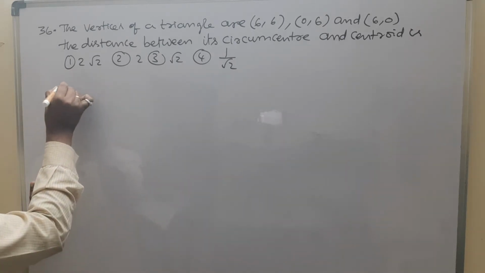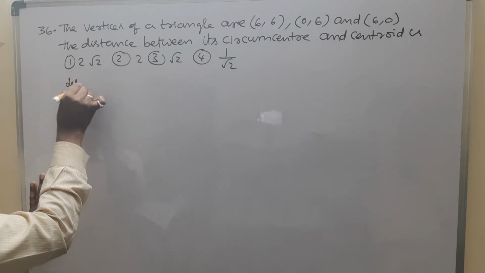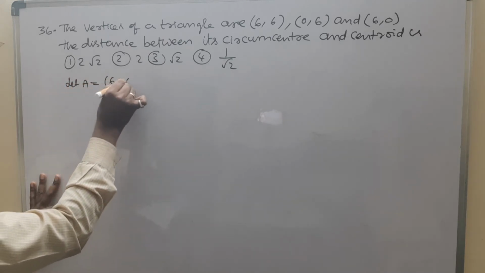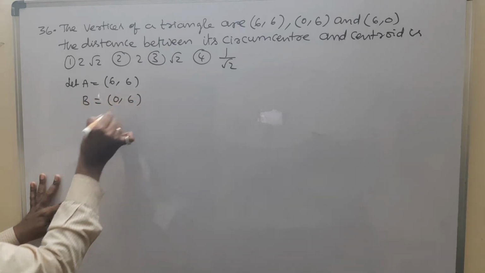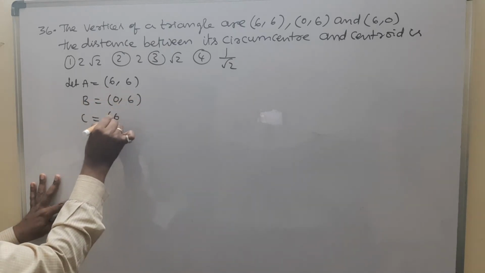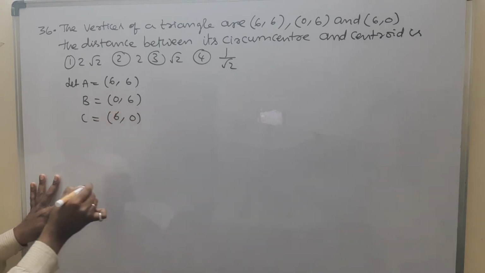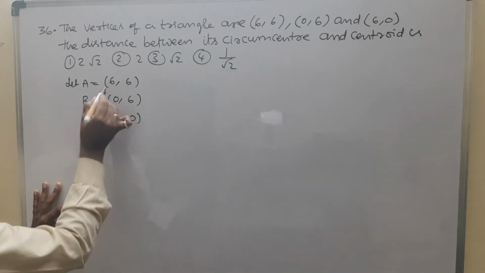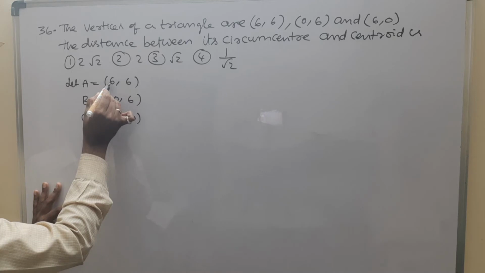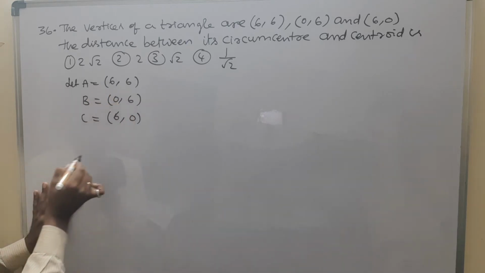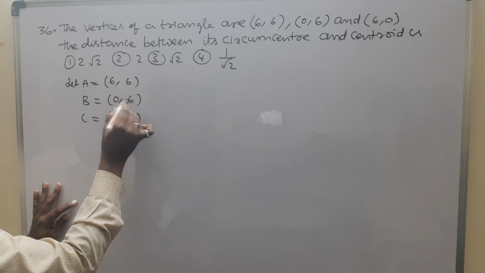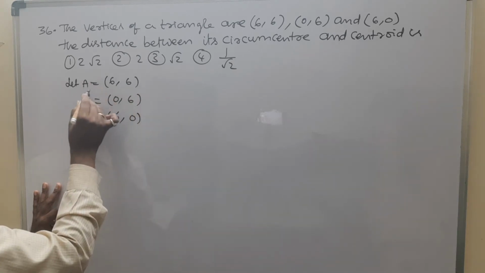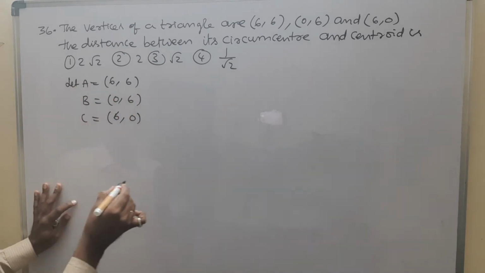Let the first vertex A equal (6, 6), B equal (0, 6), and C equal (6, 0). Observe that the x coordinate is 6 in A, and in C also the x coordinate is 6. The y coordinate is 6 in A, and in B also the y coordinate is 6. Then this type of vertices form a right angle triangle.